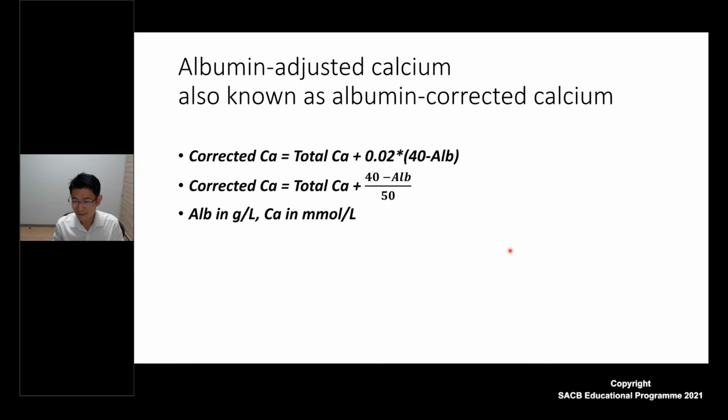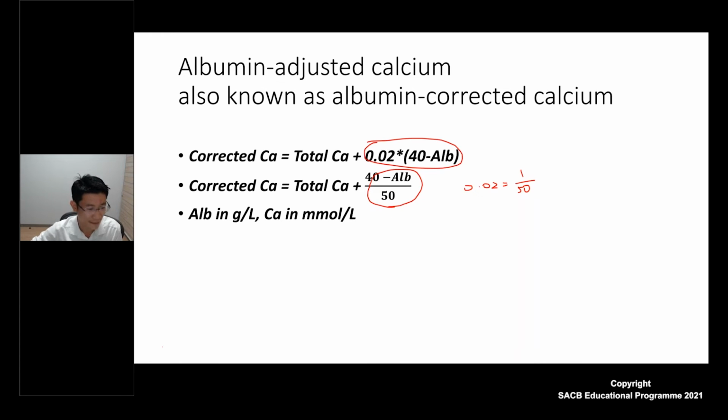So you have this formula, called the pain formula, which gives us quite a bit of pain. Corrected calcium or albumin adjusted calcium, whichever way you prefer. Some people are more dogmatic and prefer albumin adjusted calcium; some people are happy with corrected calcium. You can see this in a lot of textbooks: your total calcium plus 0.02 times (40 minus albumin). And you may wonder why it is sometimes divided by 50. Because 0.02 is equal to 1 over 50. So both formulas are actually the same.